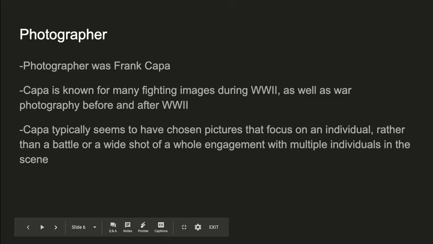Capa typically seems to have chosen pictures that focus on individuals rather than larger battle scenes. He's not standing back taking pictures of a large scene of a tank battle. He's not standing at the end of a trench line taking pictures of a great many soldiers shooting over the trench. He does have some group pictures, but they seem to be less the focus, and they certainly don't seem to be the more well known ones.